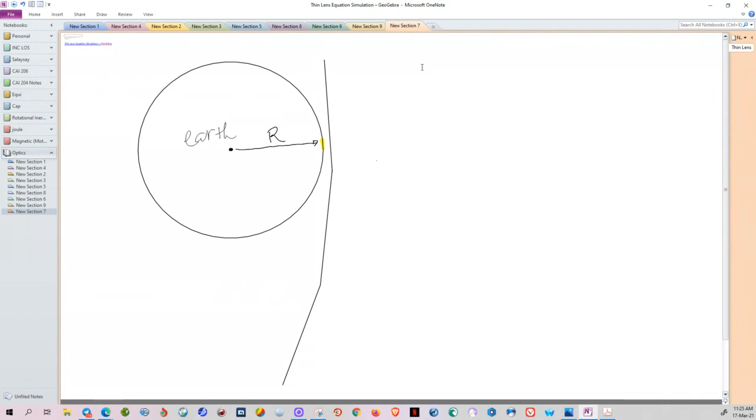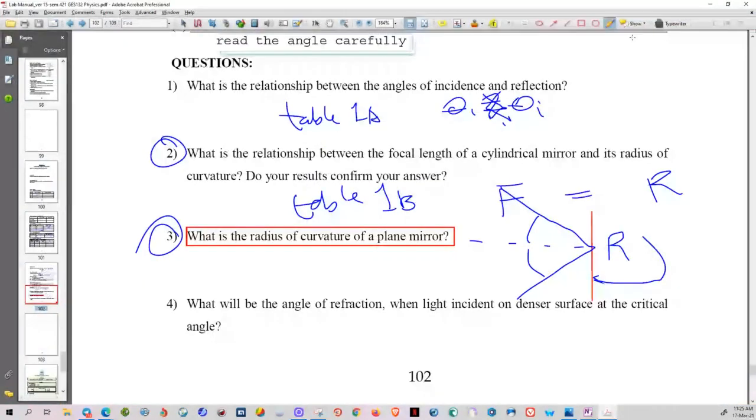So that is the answer to the question. The plane mirror has a curve, and the curve or the radius of curvature of a plane mirror is actually infinite or infinity, okay? It can never be perfectly flat. Why? You can only see part of the mirror. You see it as a straight line or a flat surface, just like the Earth.